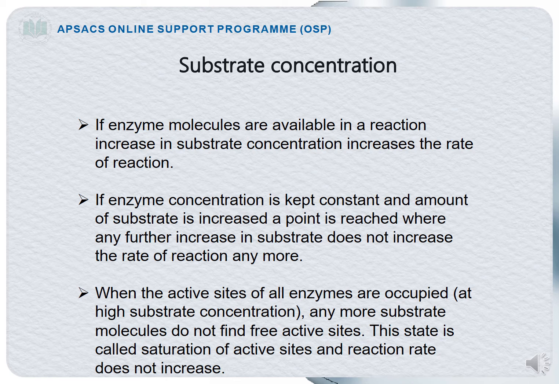You can see in this slide that if enzyme molecules are available in a reaction, an increase in substrate concentration increases the rate of the reaction, right? If enzyme concentration is kept constant and the amount of substrate is increased, obviously a point will be reached where there is no more active site to which that substrate can bind itself, right? All of the active sites will be occupied and any more substrate molecules do not find a free active site. This state is called saturation of active sites and the reaction rate does not increase. When there are no more active sites available for the substrate, that point is called the saturation of the active site, and at this point the reaction will not proceed.